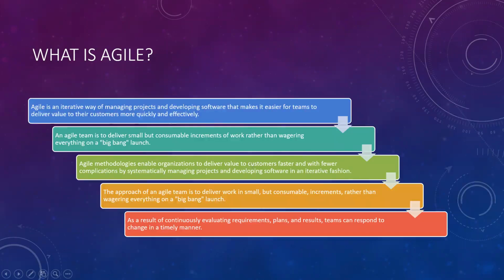So Agile methodologies enable organizations to deliver value to customers faster with fewer complications by systematic management. Here, we maintain the requirements phase-wise and deliver them in phases. First we'll take a few requirements. We have 100 requirements, and from those we pick 10 requirements, and we say these will be delivered this week.